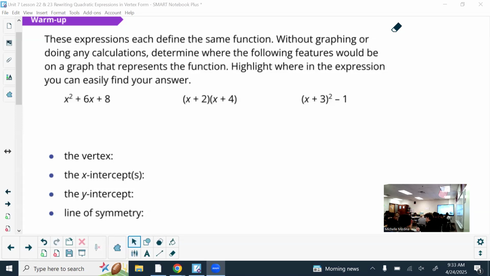So these expressions each define the same function. Without graphing or doing any calculations, determine where the following features are on the graph that represents the function, and highlight where in the expression you can easily find your answer. You will have questions on the test that have you comparing between different forms, saying like which one has a higher y-intercept, which one has no x-intercept, something like that. But maybe one is in vertex form and maybe one is in factored form. Maybe one's a graph and maybe the other one's a table.